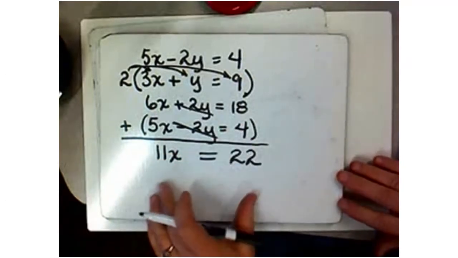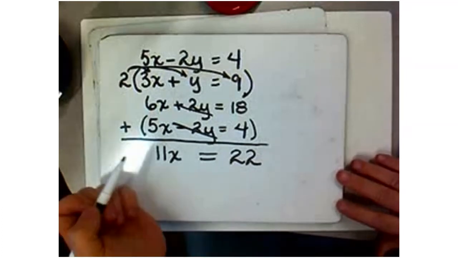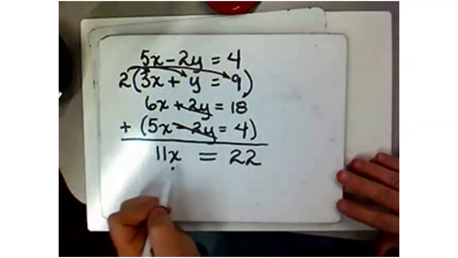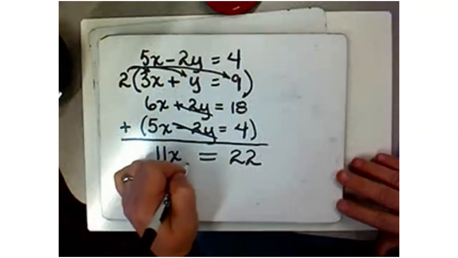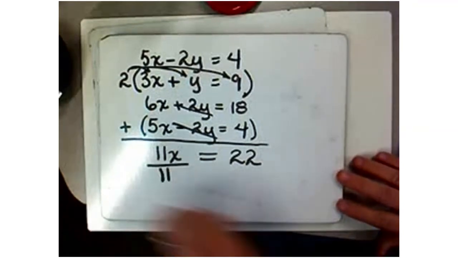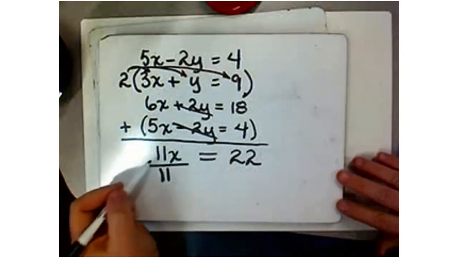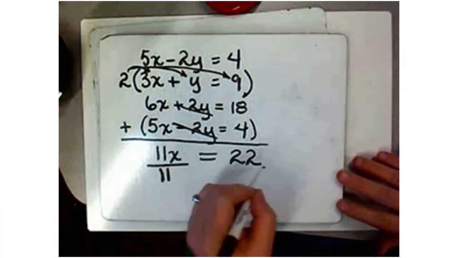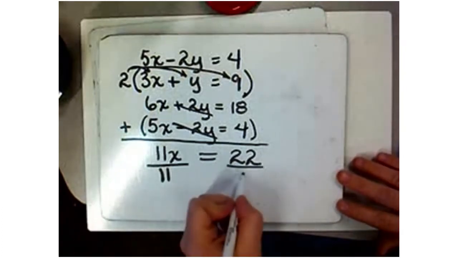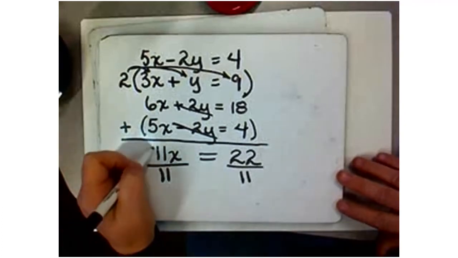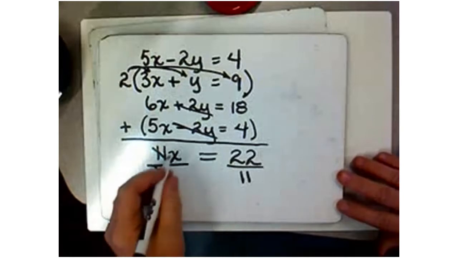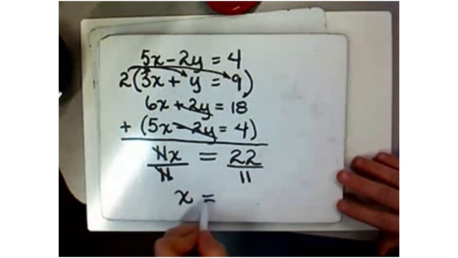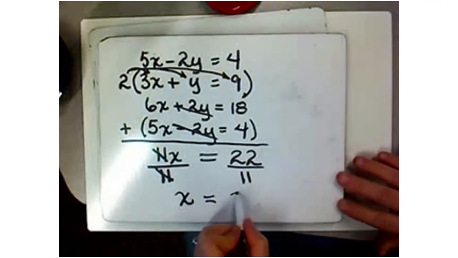Now this should start to look comfortable and familiar. If you have 11x equals 22, we want to get x by itself. 11 is multiplying x. To undo multiplication, we're going to do division. Whatever we do to one side, we have to do to the other side, right? So we're going to divide by 11. 11 divided by 11 becomes a 1. 1 times x is x. And 22 divided by 11 is 2.